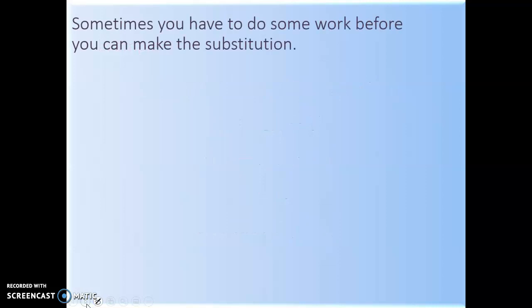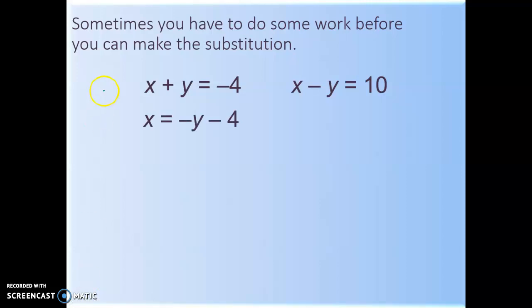Sometimes you have to do some work before you can make the substitution. In the previous example, it already told us what y was equal to. Sometimes we're going to have to solve for y first. So in this set, we have x plus y equals negative 4 and x minus y equals 10. I'm going to solve the first equation for x and find out that x equals negative y minus 4. Now I know what x equals. I can plug that in over here into my second equation, or substitute it into my second equation.